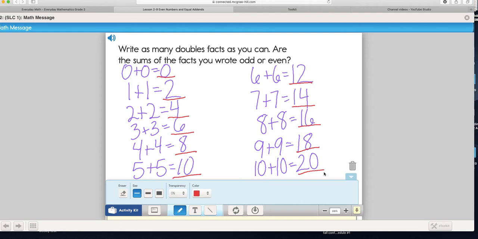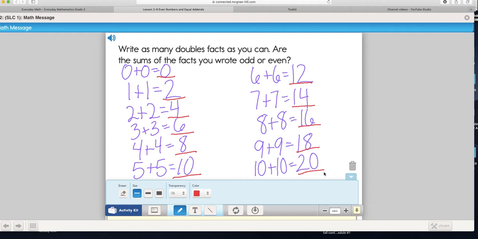Are these sums, these answers, are they even numbers or are they odd numbers? What do you think, Alina? Even. They are all even numbers. 0, 2, 4, 6, 8, 10, 12, 14, 16, 18, 20. But the numbers that we add together, are they all even numbers? No. Then how come I can get even number answers if I'm not adding even numbers together?